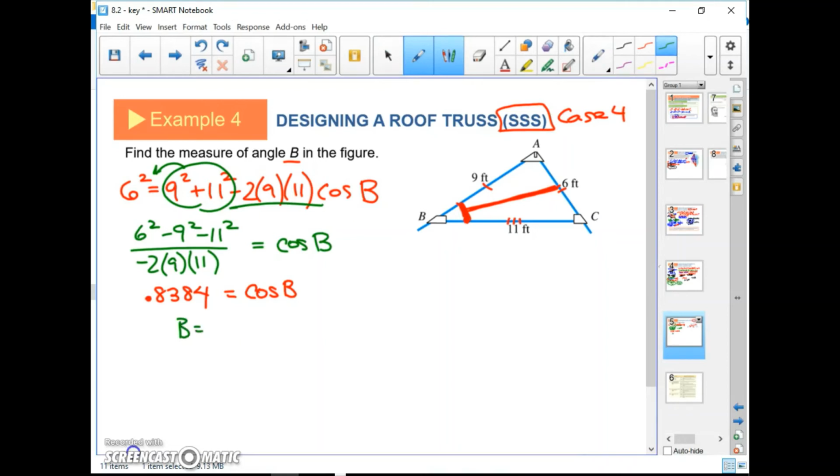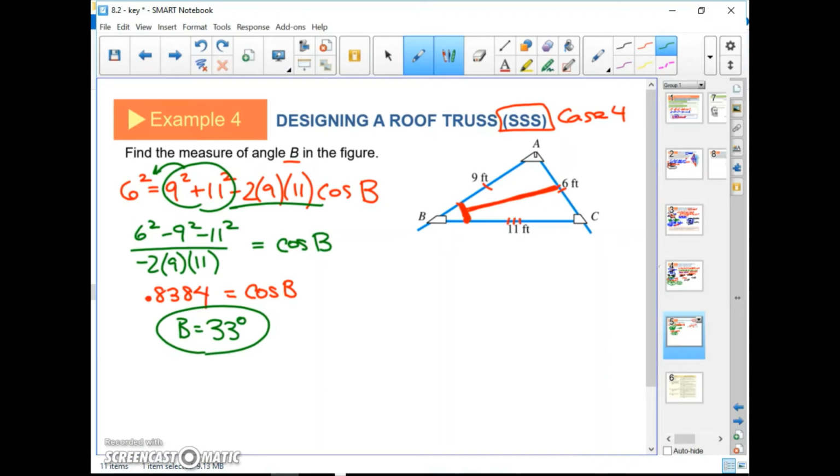And so B equals 33. No decimal point? 0.02. Okay, so let's just call it 33 then. 33 degrees. And that's it.